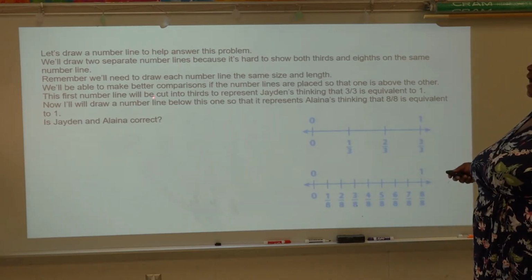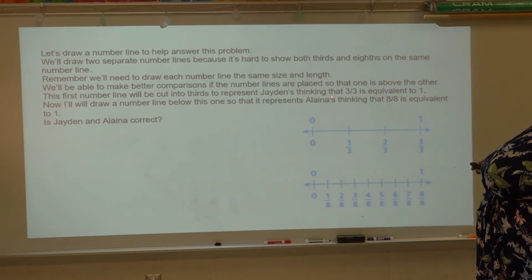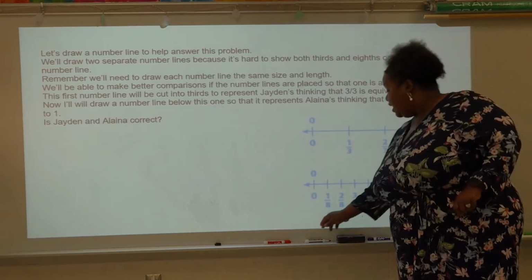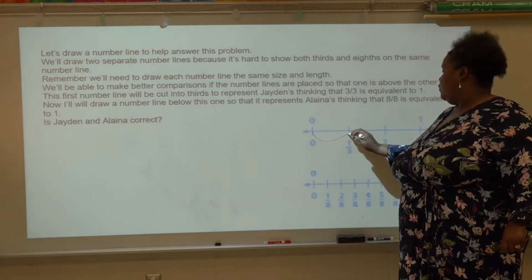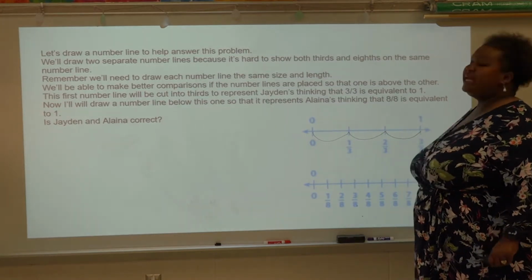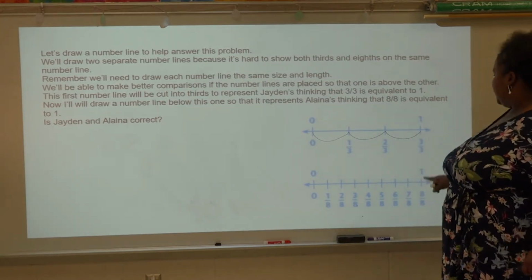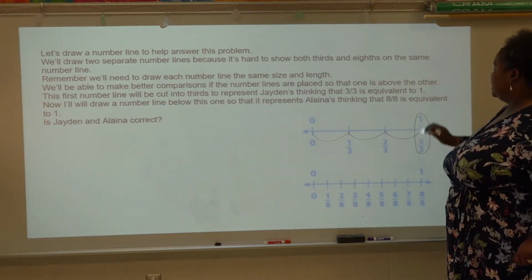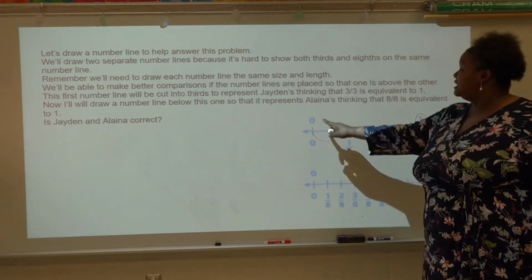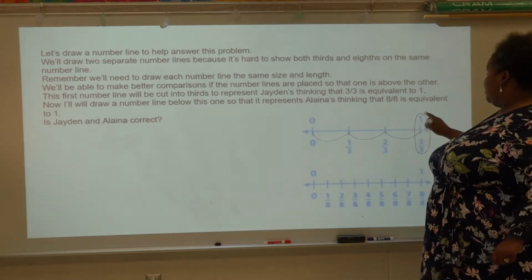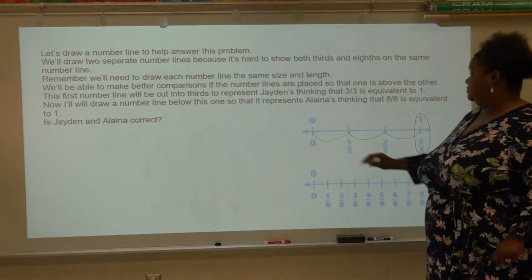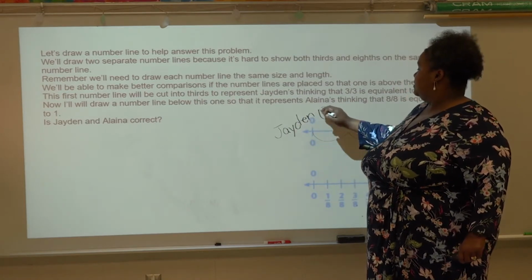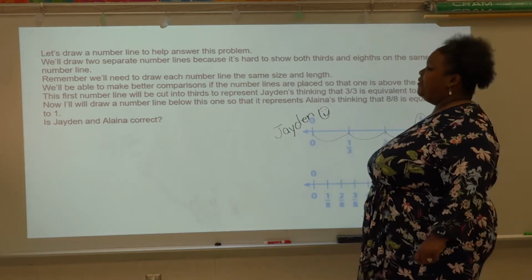The first number line will be cut into thirds to represent Jaden's thinking that 3/3 is equivalent to 1. So let's look at this first number line. Let's make sure. 1, 2, 3. It is cut into thirds, and I see 3/3, and I see it is equivalent to 1. It is the same amount, it's the same distance from the 0 and the 1. So I agree with Jaden so far. I'll put a smiley face by his. All right, let's keep going.